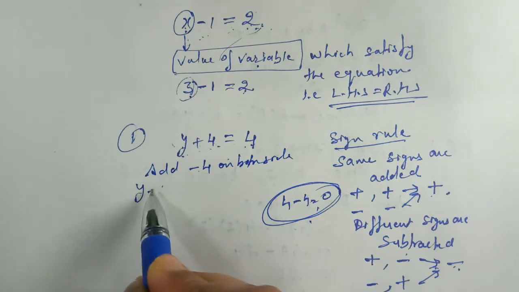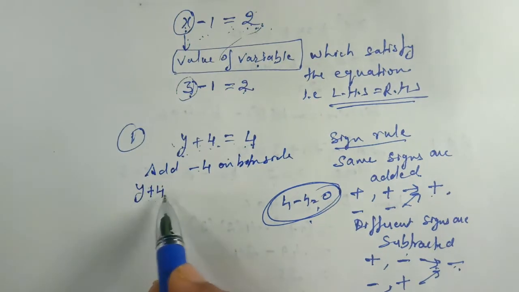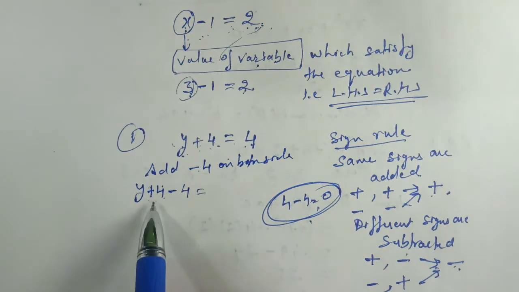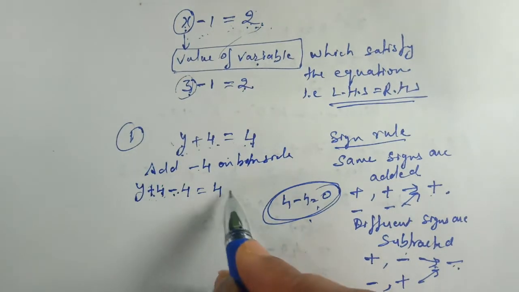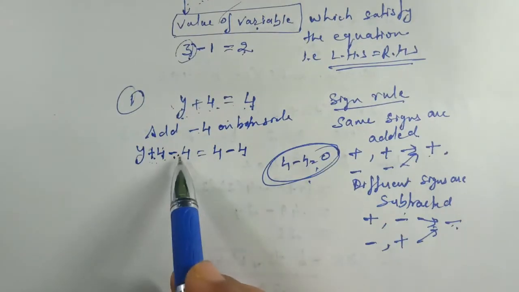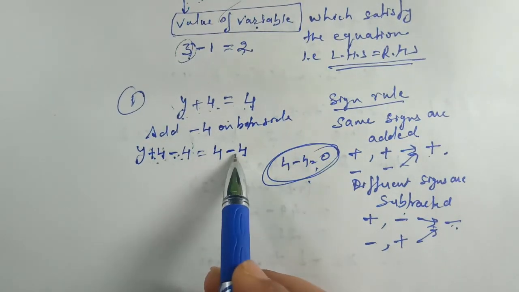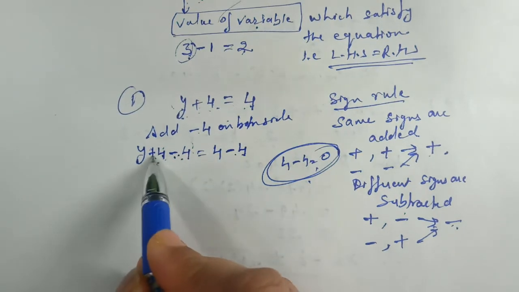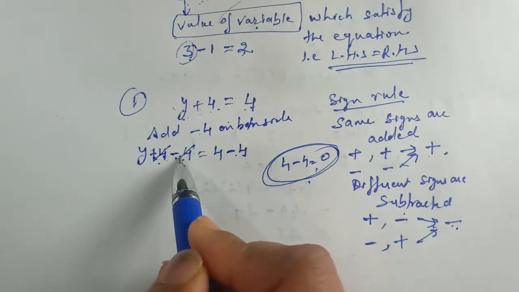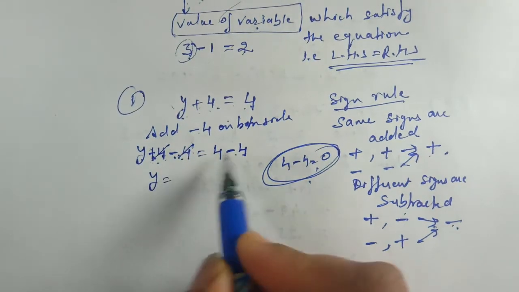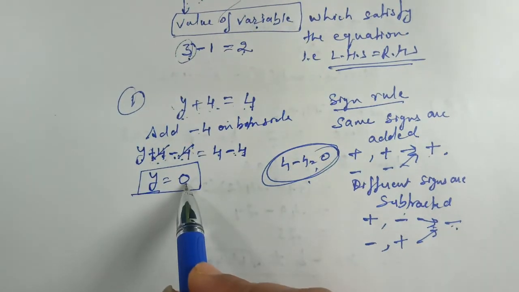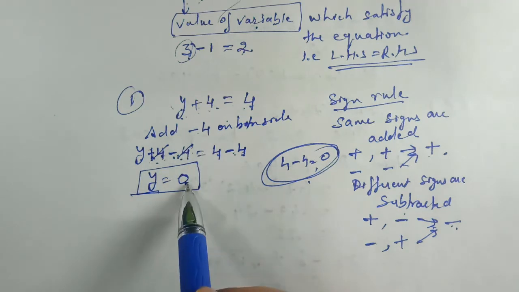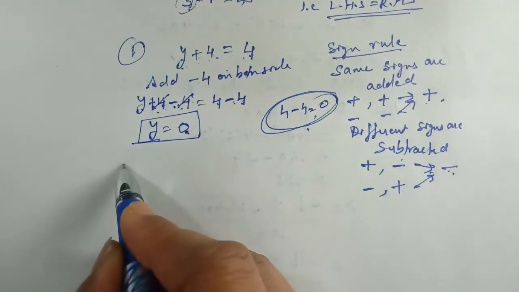First come to the left hand side, we have plus 4. We're going to take the same number but in the opposite sign. This point you have to remember: take the same number but in the opposite sign. As it is positive, take it negative. Add it to the other side also. We have added minus 4 on the left hand side, so we add minus 4 on the right hand side also. So plus 4 and minus 4 will become 0, we can cancel it. We'll get y, and here 4 minus 4 will give 0. It means the value of y will be equal to 0. So here the solution of the equation is 0.